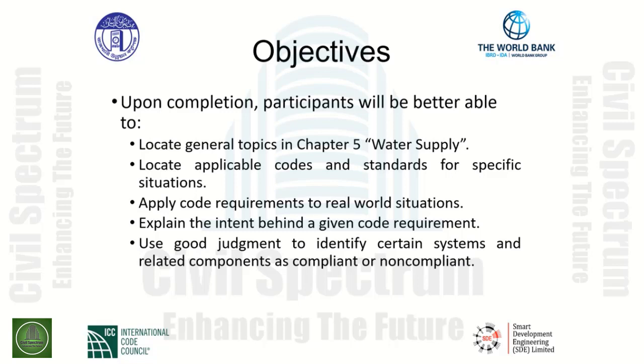We will explain the intent behind a given code requirement, normally based on its application, general and specific requirements. Use good judgment to identify certain systems and related components as either compliant or non-compliant. We utilize the code as a guide of requirements for public safety and good working characteristics of our water supply system.